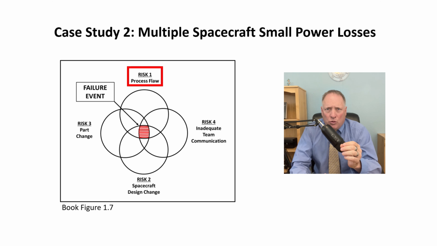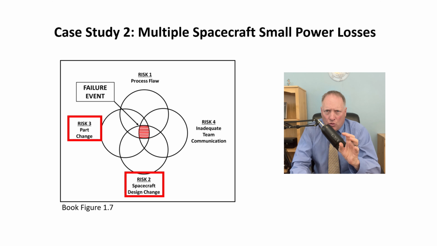Then risk 2 and 3 were simultaneously added due to a spacecraft design change. Risk 2 was introduced due to the design change increasing available power. Risk 3 was a new part of slightly different configuration than heritage. Both these changes of risk were approved design changes. By themselves, they looked very low risk.